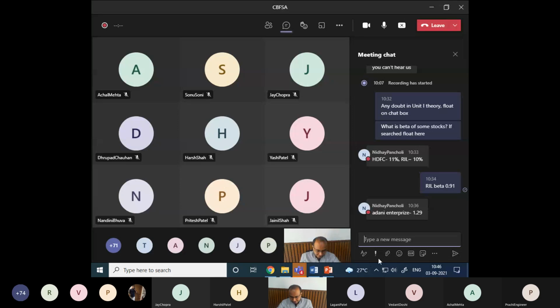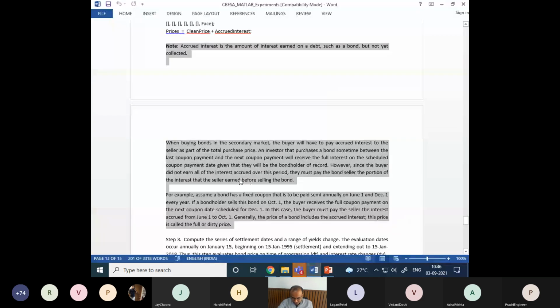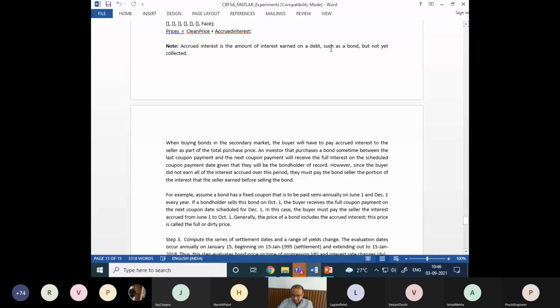Now, what is accrued interest? Let me explain in short. It is the amount of interest earned on a debt like a bond, but not yet collected. Let me take an example. Assume there is a fixed coupon bond, right? And the coupon is paid semi-annually on June 1 and December 1, meaning it pays interest half-yearly on 1st June and 1st December every year.